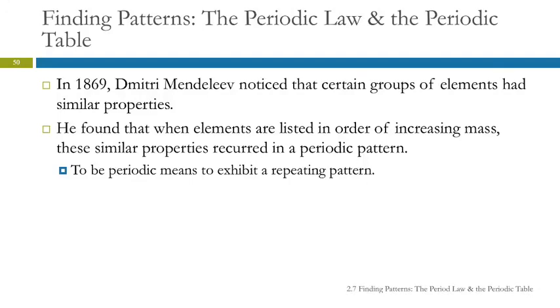Let's look a little more at the periodic table. So Dmitri Mendeleev is often given credit as developing the periodic table. This happened back in 1869. He noticed that certain groups of elements had similar properties.